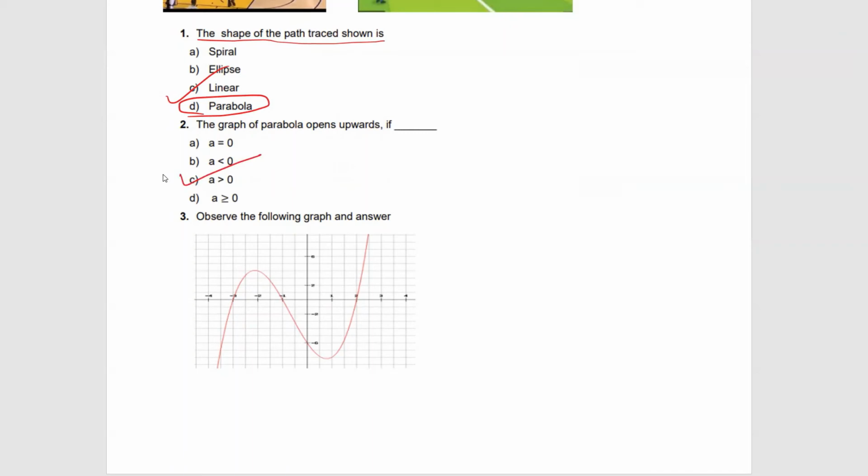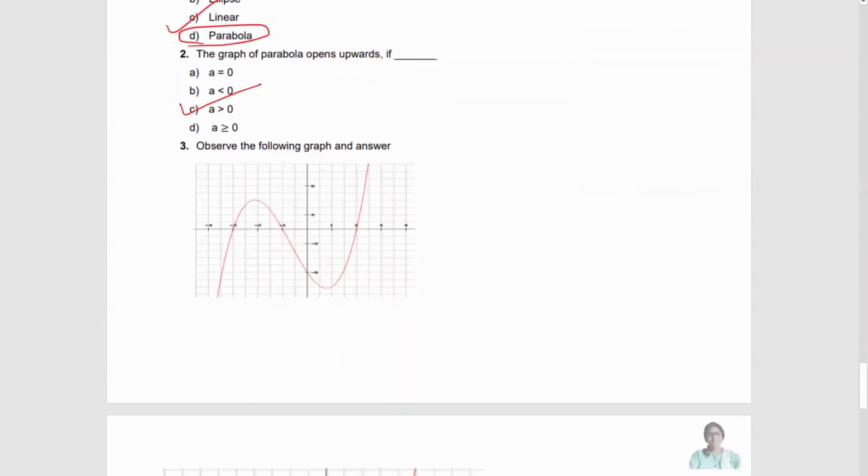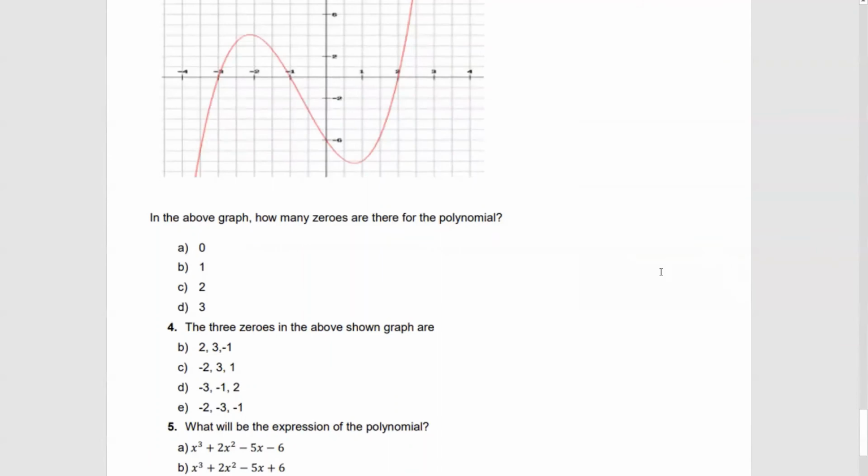Observe the following graph and answer. Question number 3 will be asked from the graph only. It must be about the zeros of the polynomial. In this above graph, I zoomed it. In the above graph, how many zeros are there for this polynomial?